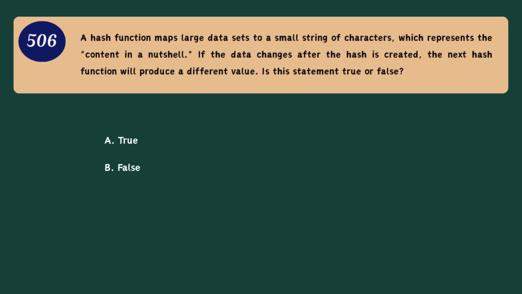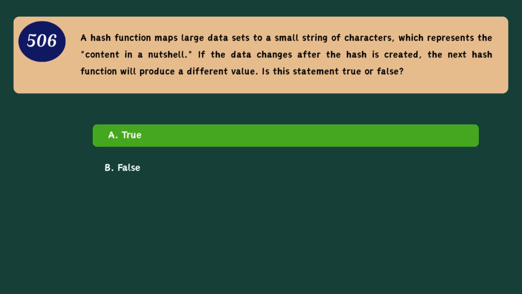Question 506. A hash function maps large data sets to a small string of characters, which represents the content in a nutshell. If the data changes after the hash is created, the next hash function will produce a different value. Is this statement true or false? A. True. B. False.